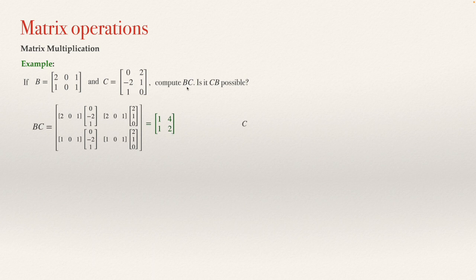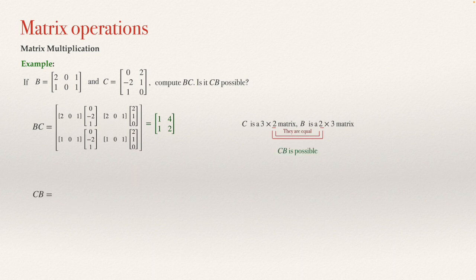Now I'm going to consider that C is the first matrix, a 3 by 2 matrix, and the second matrix, B, is a 2 by 3 matrix. And I notice that these two numbers are the same, so they are equal. So CB is also possible.